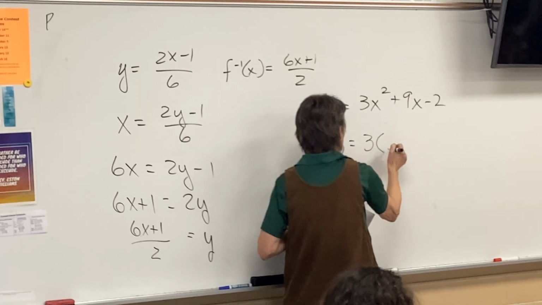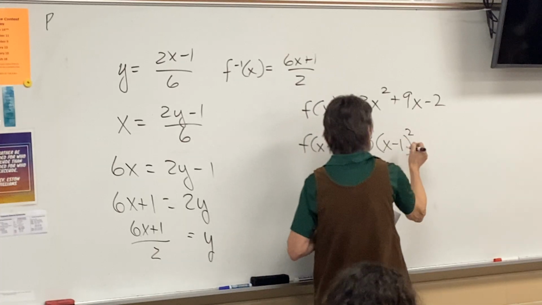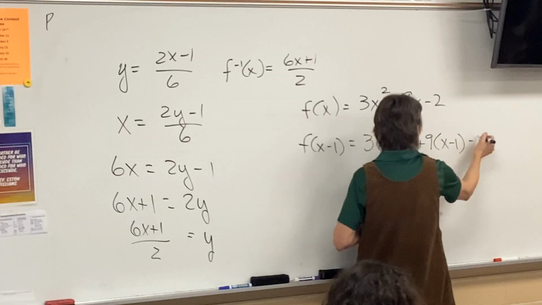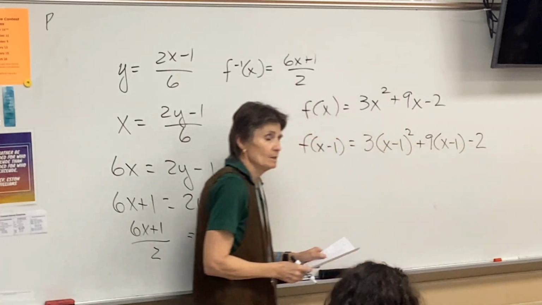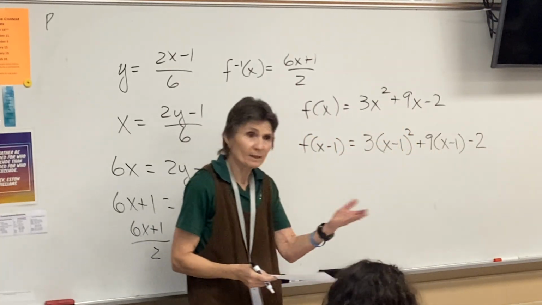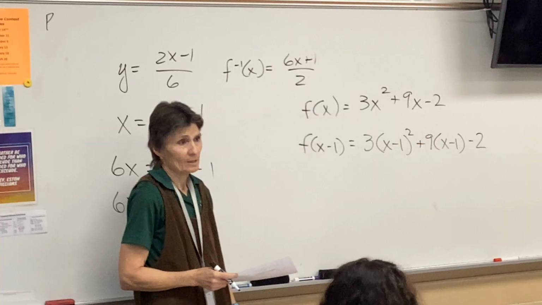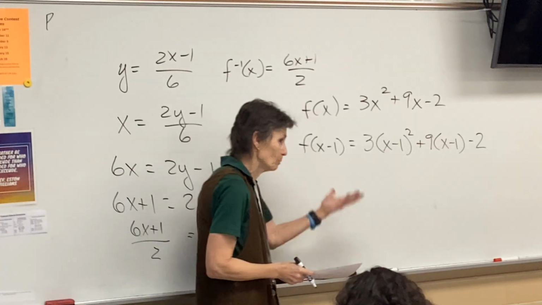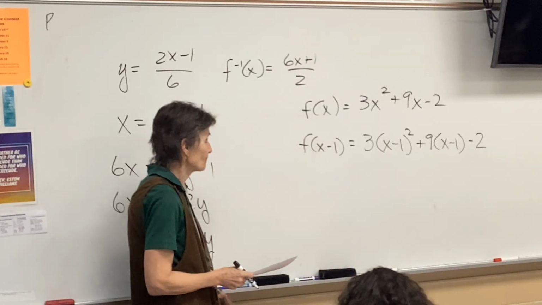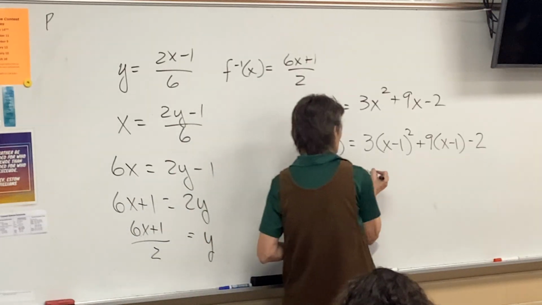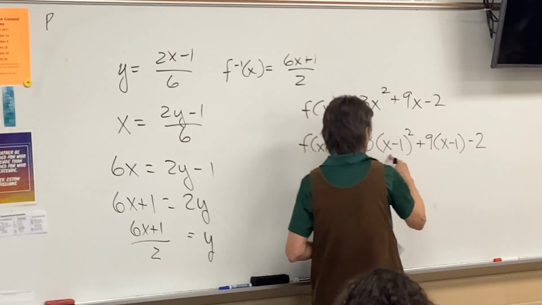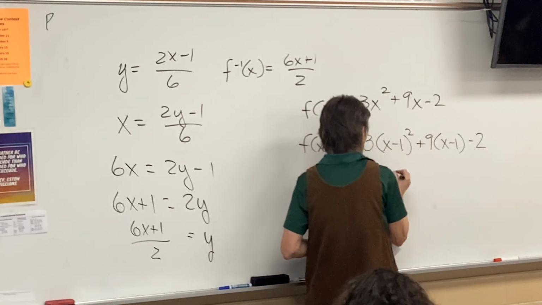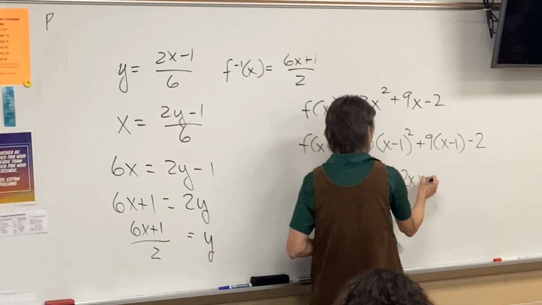So 3(x minus 1) squared plus 9(x minus 1) minus 2. When you evaluate a function, you plug in whatever they tell you. Doesn't matter what it is. It can be letters, it can be numbers, it can be shapes, it can be anything. So now I'm going to have to do some arithmetic. This is a FOIL. I'm going to FOIL that.